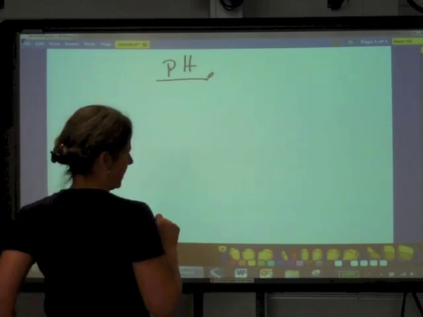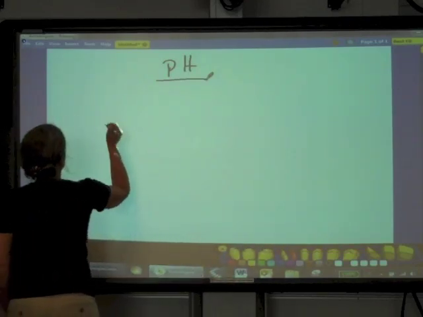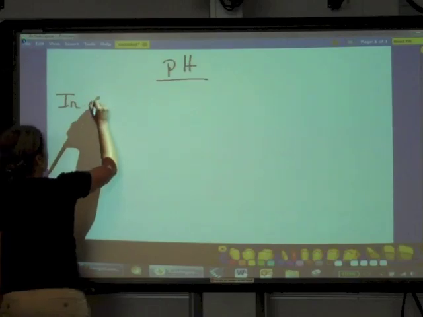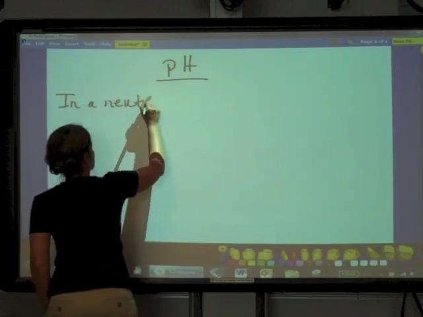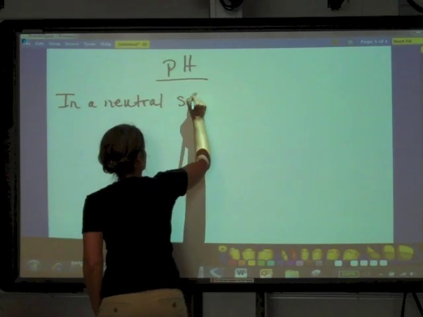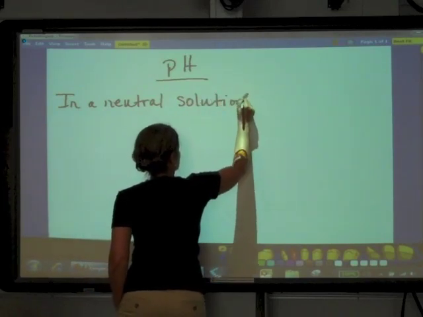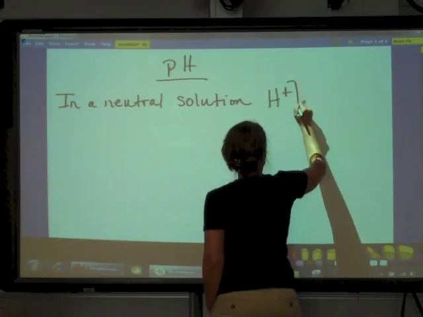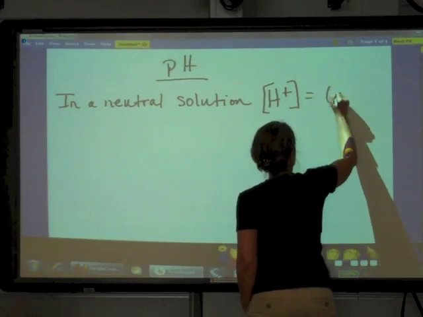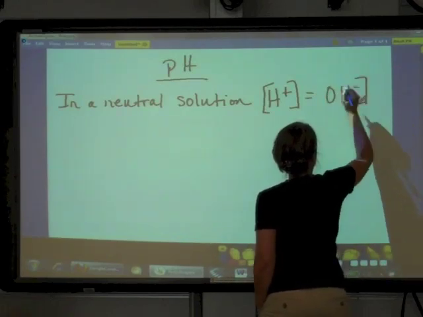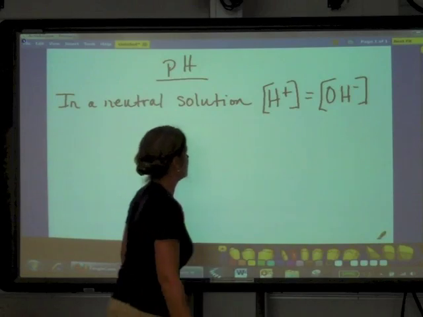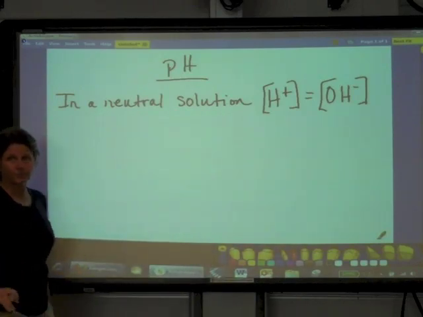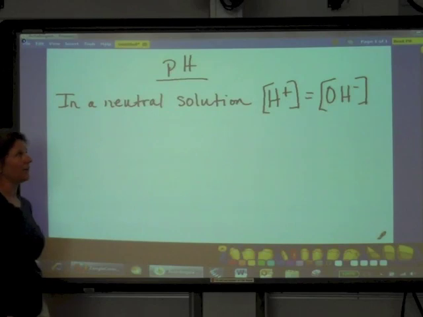Here, title today's pH. In a neutral solution, the hydrogen ions and the hydroxide ions are equal in concentration.